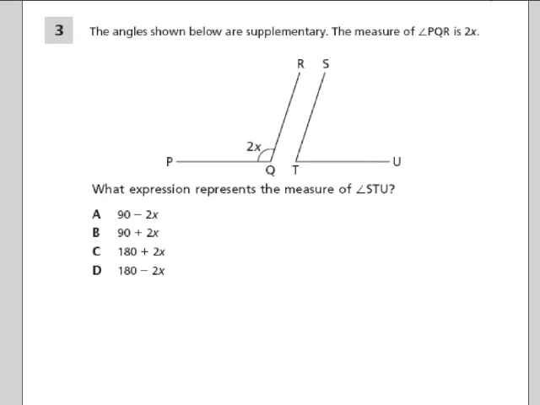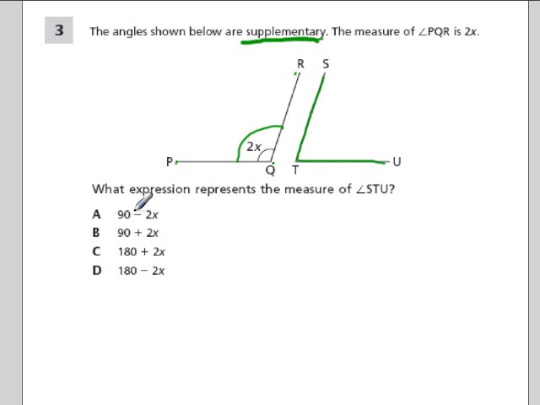What do they tell us here? Well, they say the angles shown below are supplementary. Again, that means they add up to 180 degrees. So the measure of PQR is 2x. So where's PQR here? This angle is 2x. What expression represents the measure of STU? Well, I know if I add STU and PQR, I get 180 degrees because they're supplementary.